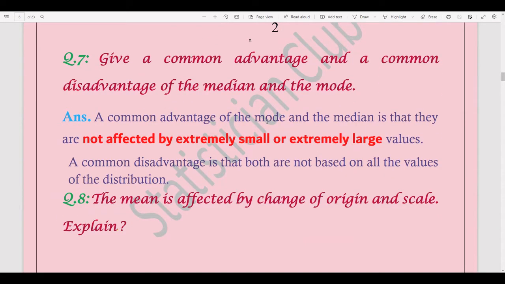Question number 7. Give a common advantage and a common disadvantage of median and mode. A common advantage of mode and median is that they are not affected by extreme small and extreme large observations, because mode and median do not depend on the whole data set.